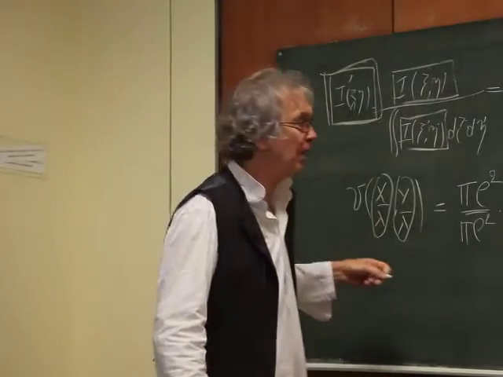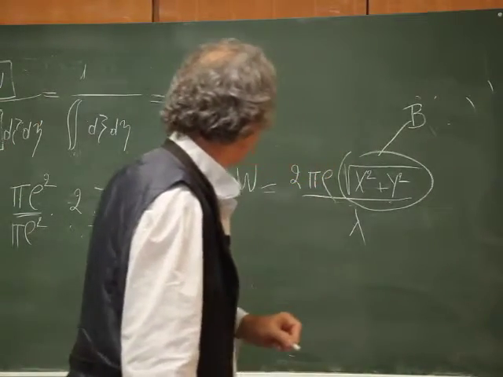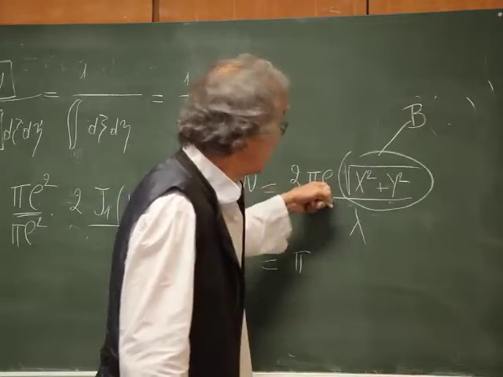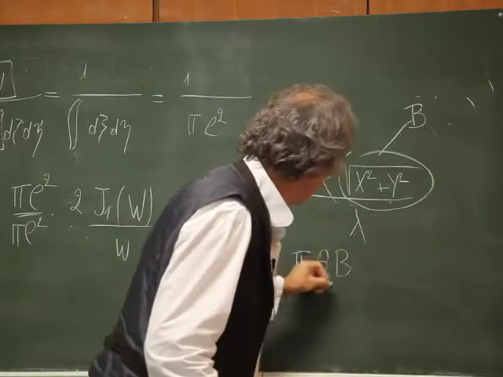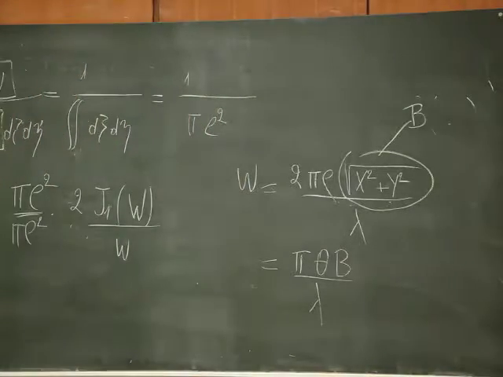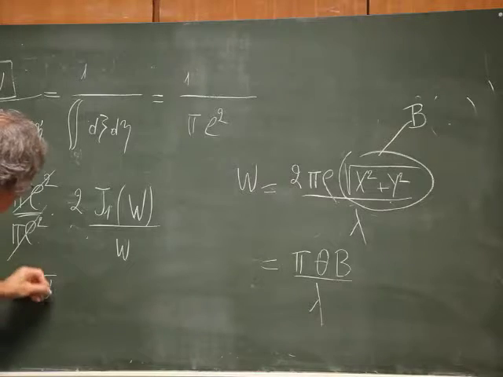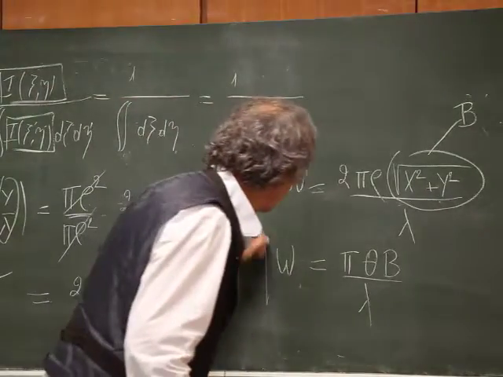After, I have to divide. I see here that I had x over lambda, and there is no f. So here I should divide not by lambda f, but by lambda. So I divide by lambda. And now I find that at the end, it's pi. Twice the radius is the angular diameter, so this is theta. B is the baseline, and lambda is the wavelength. And so I have this simplification, and I find that the visibility expression is simply twice the Bessel function divided by W, where W is given by that expression.